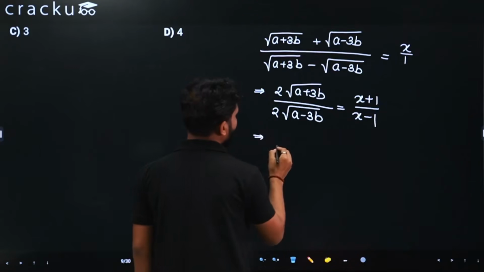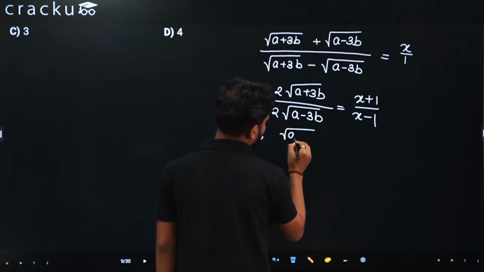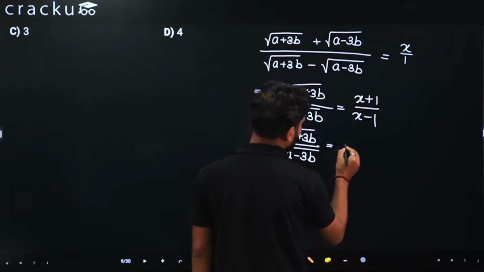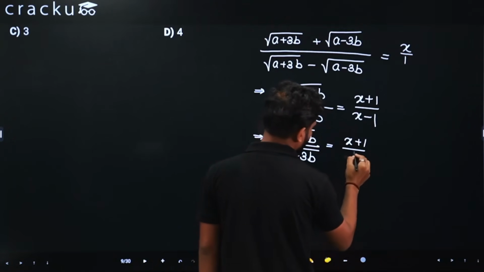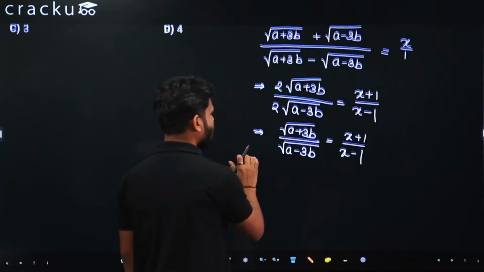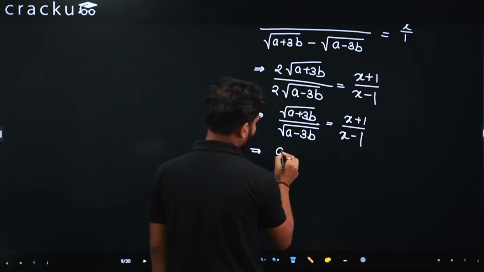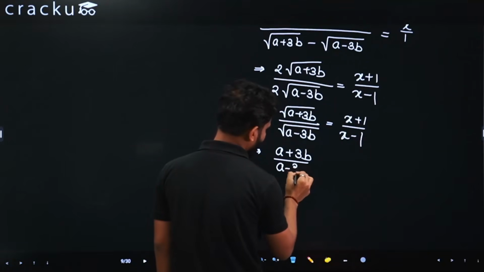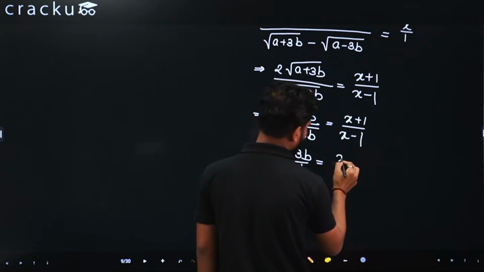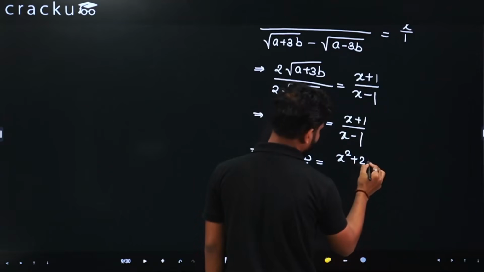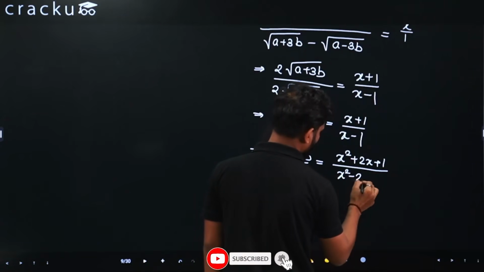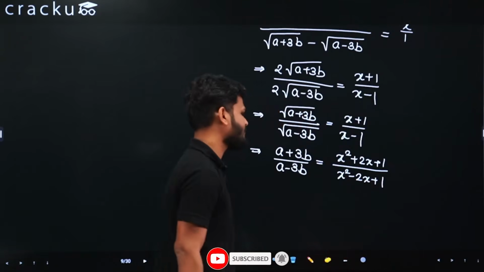From here what you get? You get under root a plus 3b upon under root a minus 3b is equal to x plus 1 upon x minus 1. Now if you square both the sides, what you get? You get a plus 3b upon a minus 3b is equal to x square plus 2x plus 1 upon x square minus 2x plus 1, right?